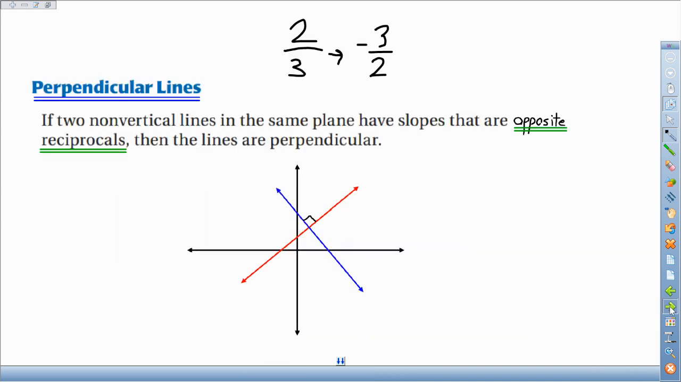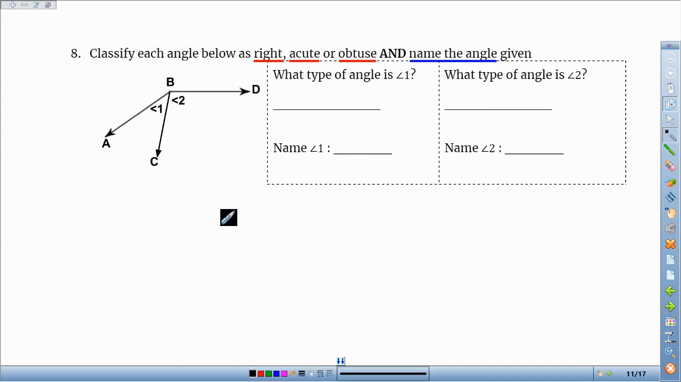Okay, moving along from here. This gets into classifying angles as right, acute, or obtuse, and then giving the angle a name. I'm going to do one of these, and I'll have you try the other one. So I'm going to do angle number 1. Taking a look at this angle, I can see that it is less than 90 degrees. It's smaller than a right angle. And if it's less than 90 degrees, you remember, that's the definition of acute, less than 90.